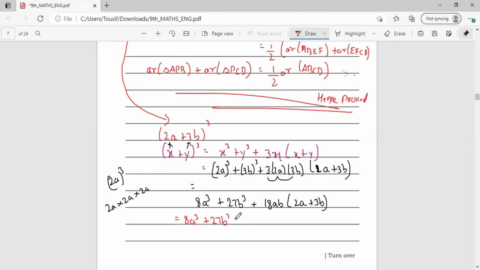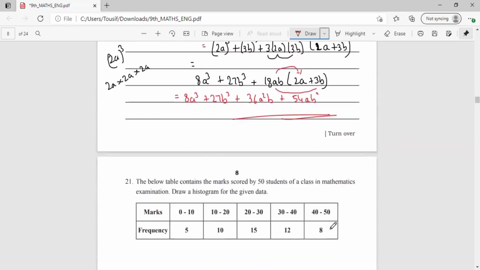Now multiply the term which is outside the bracket with the terms inside the bracket. Like 18ab into 2a, we get the value as 36a square b, plus same thing with 18ab into 3b. So 18 threes are, we get the value as 54ab square. That's it. We will not be able to solve further. So that is the final solution for this problem. Moving further.